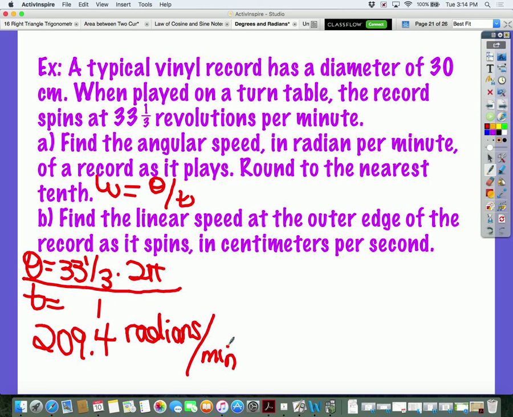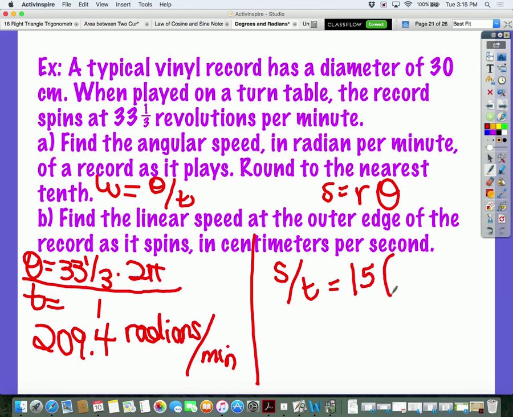All right, so to find your linear speed, what's the formula for linear speed? Equals S over T. S over T, where S represents your what? Arc length. We just figured out how to do arc length on the other problems. What's arc length's formula? Radius times theta. Now we already know what theta is because we used it to define our angular speed. So we take that 33 1/3 times 2 pi and multiply it by our radius, which is what? 15. How'd you get 15? Half of 30.